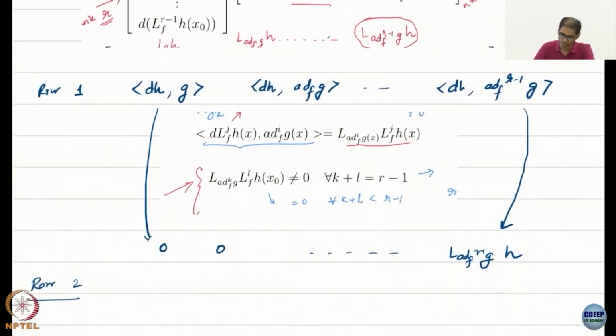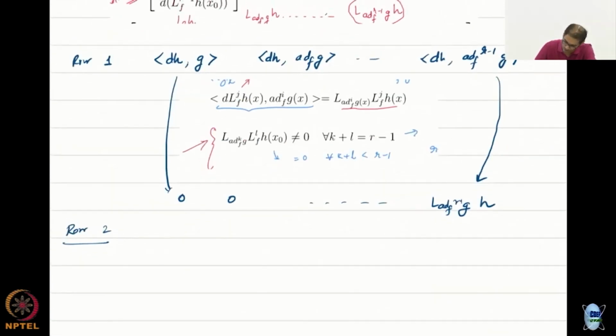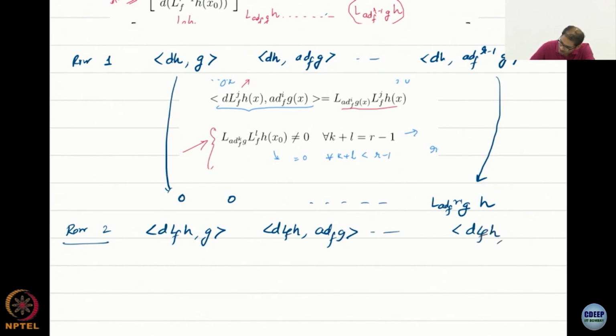Let us look at row 2. What happens to row 2? H gets replaced by LFH. That is it. Everything else is the same. So what is it? Inner product D LFH G, inner product D LFH add FG, all the way to inner product D LFH add F R minus 1 G.